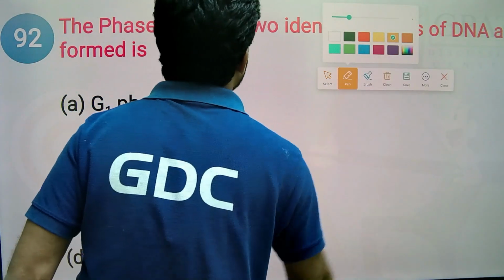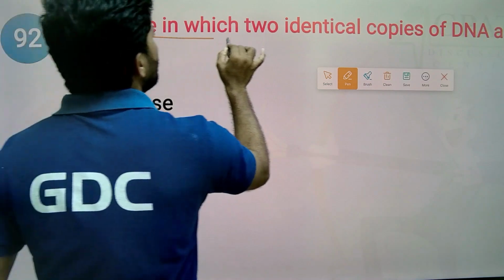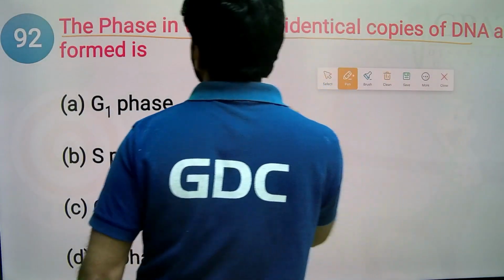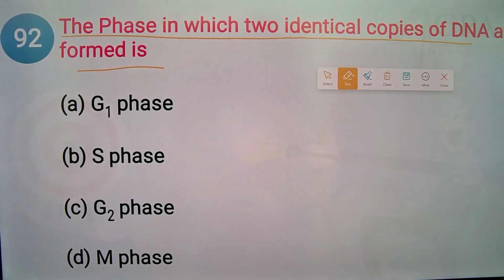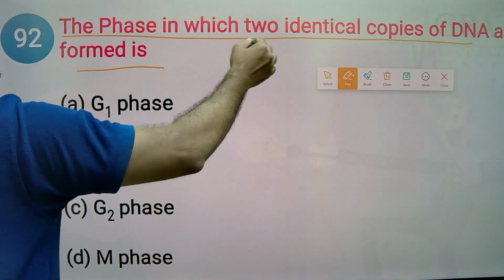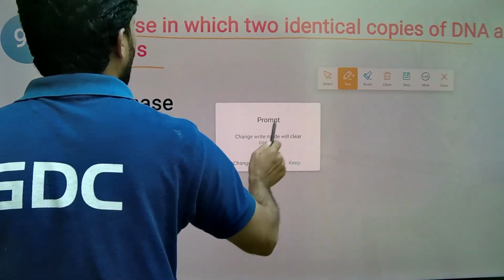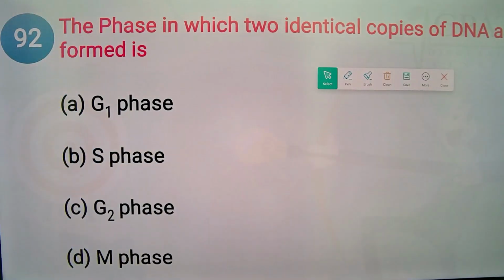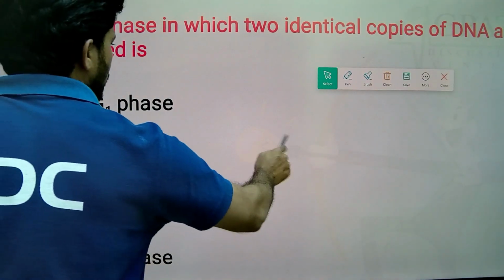The phase in which two identical copies of DNA are formed. Generally, DNA synthesis takes place in the S phase. And here the question is the phase in which two identical copies of DNA are formed. The answer is simply the S phase, where DNA synthesis takes place.